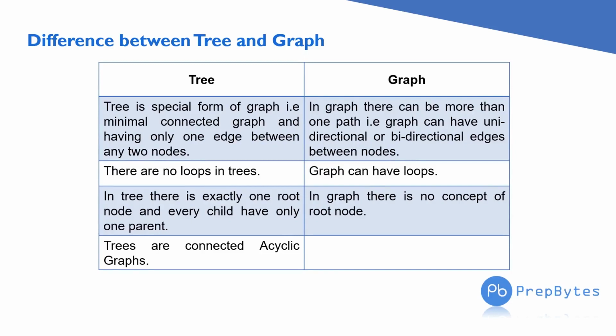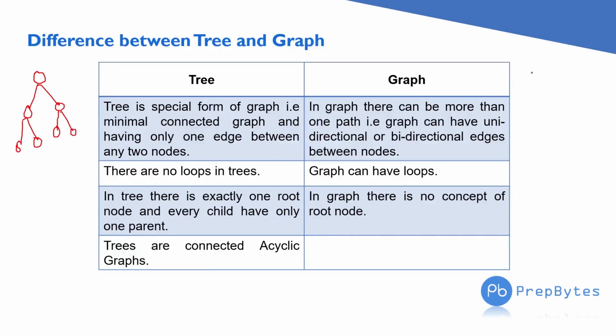Next point is trees are connected acyclic graphs. So there is no cycle in trees. As we have seen, there are no loops in trees and they are connected through and through. That is, trees are just a single component. They are connected. Okay, you can reach every node with the help of root. From root, you can reach each and every node.